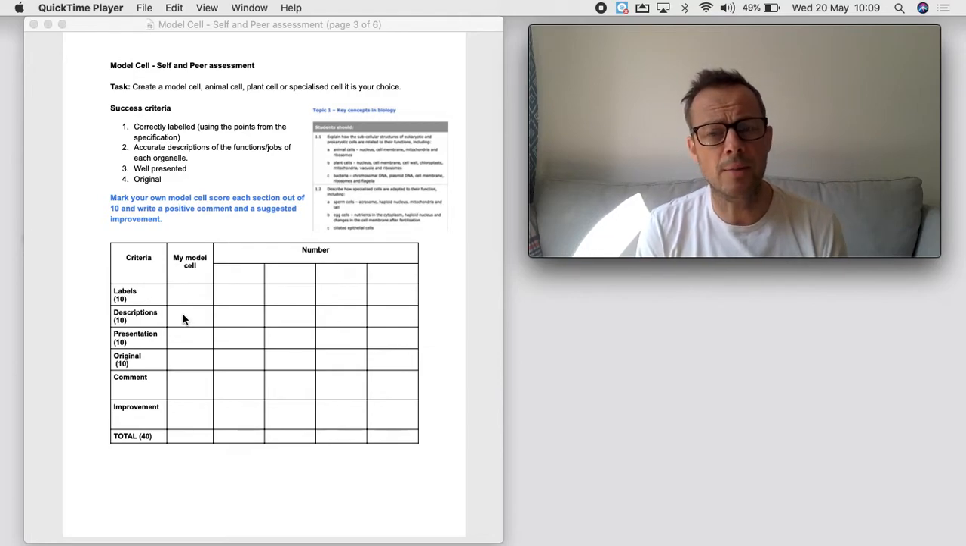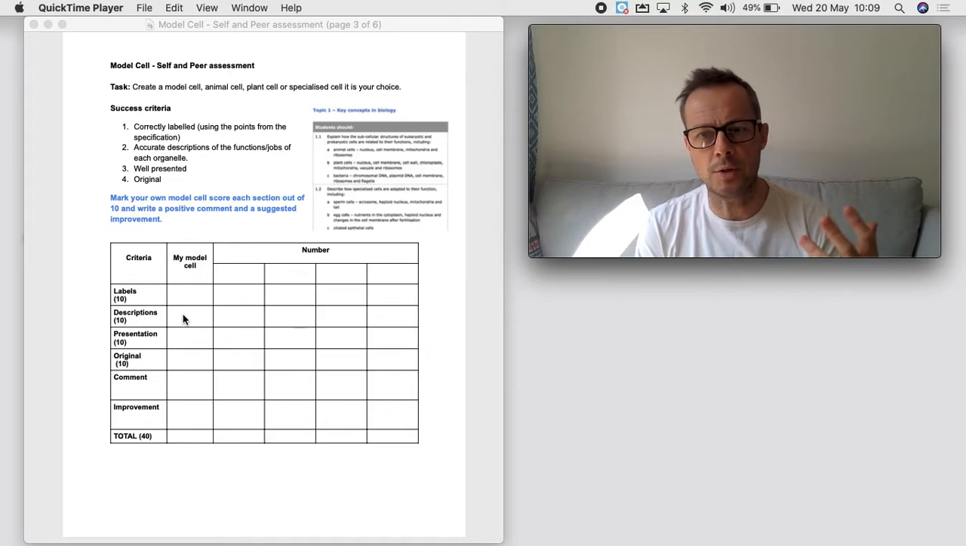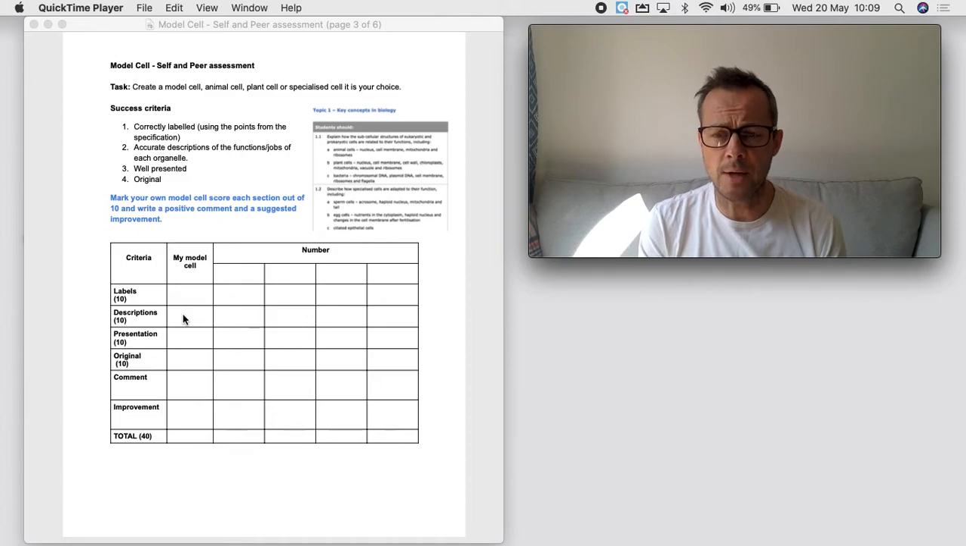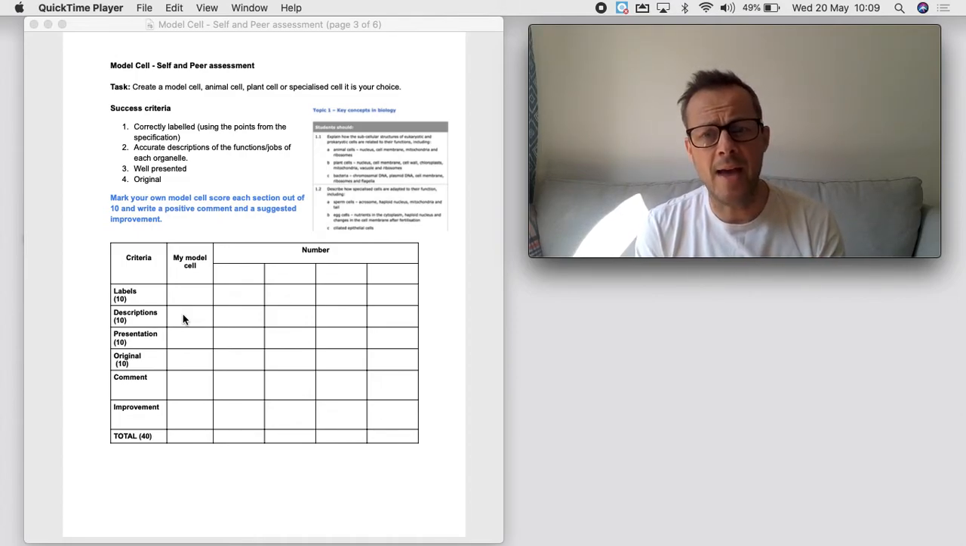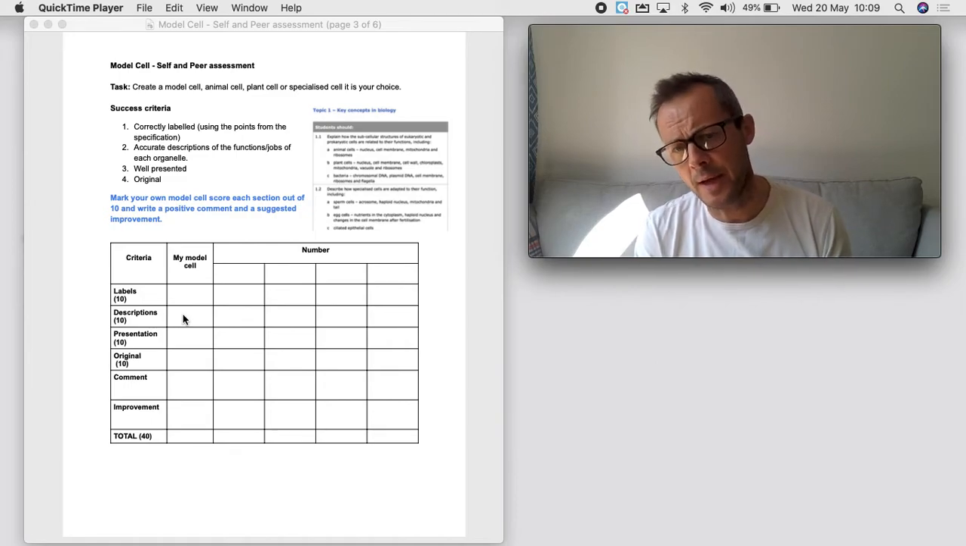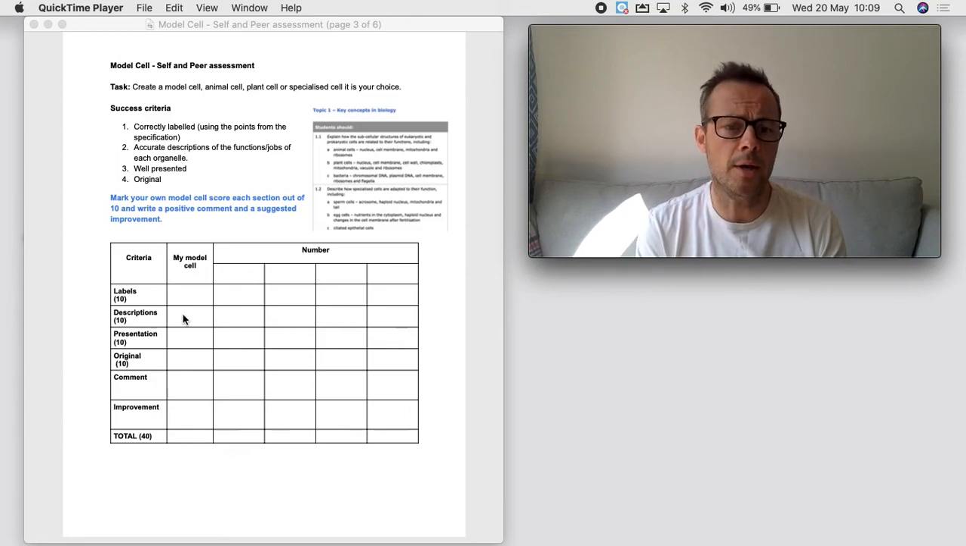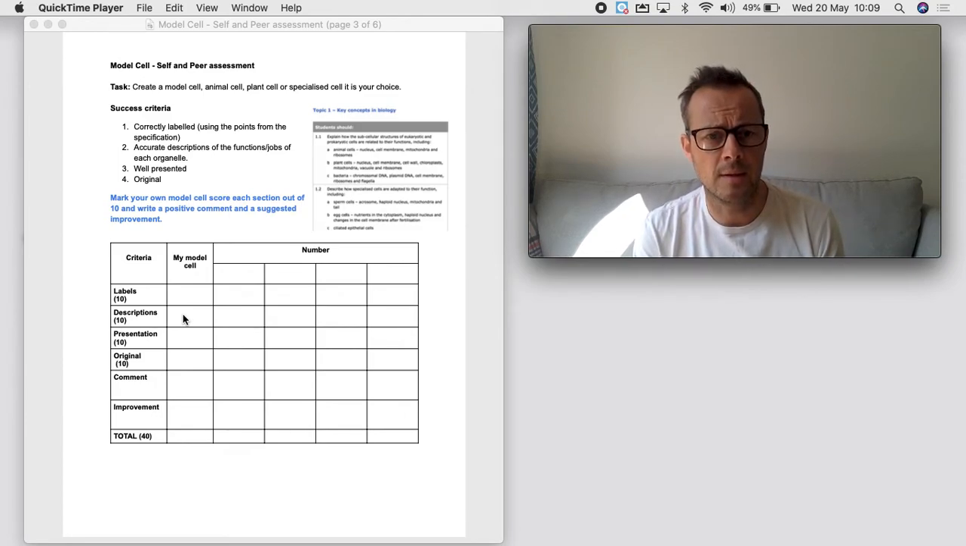So if someone's been incredibly original, give them a 10 out of 10. Then I'd like you to write a positive comment in that box. So I really like the way that you've used the twigs to represent the cell membrane. The little breaks between the twigs might show how substances can go in and out of the cell. And then an improvement. So you can improve this model by including descriptions, saying why you've used particular things in your model. And then tot up the score and see what you get out of 40.